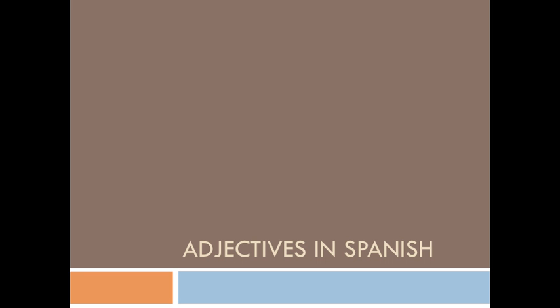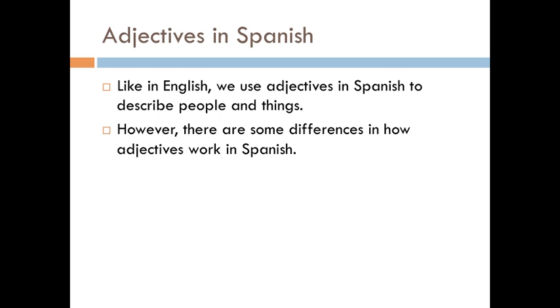Let's talk a little bit about adjectives and the way they work in Spanish. Like in English, we use adjectives in Spanish to describe people and things. That is the purpose of adjectives: modifying and describing nouns and pronouns. However, there are some differences in how adjectives work in Spanish compared to English. We're going to take a look at a couple of those in this mini lesson.